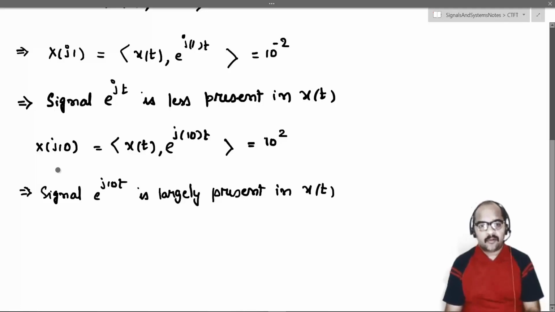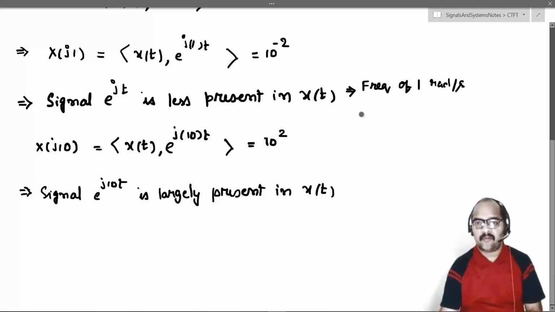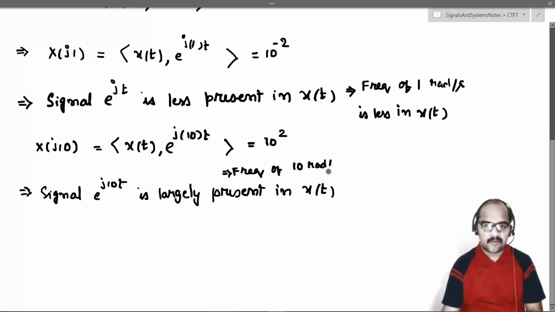So the Fourier transform will quantify the presence of the frequency e power j10t or e power jt and so on. What does this imply here? The frequency of 1 radian per second is less present in x of t, and that's why it is 10 power minus 2. Similarly, this implies the frequency of 10 radians per second is more present in x of t.